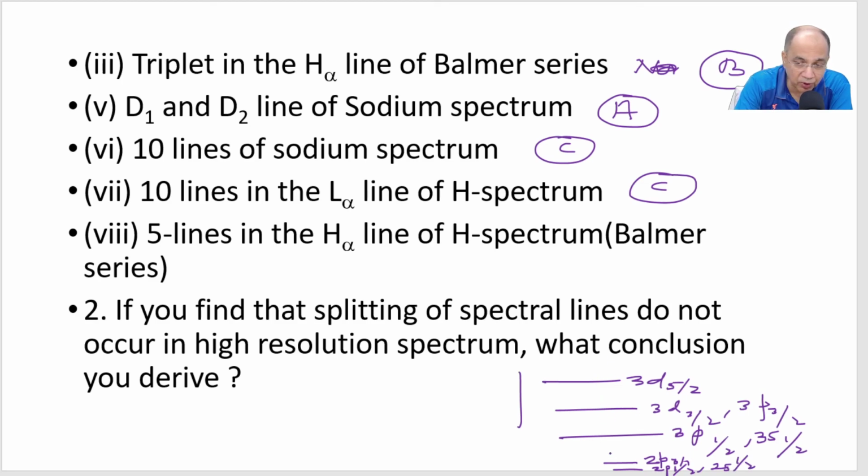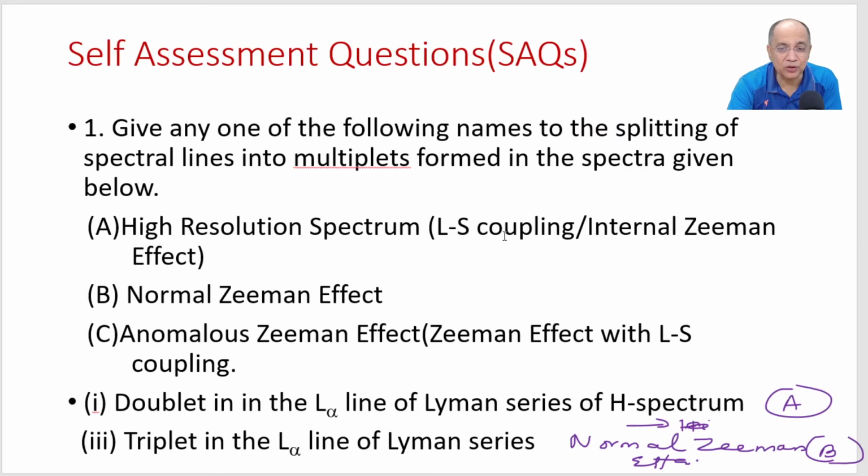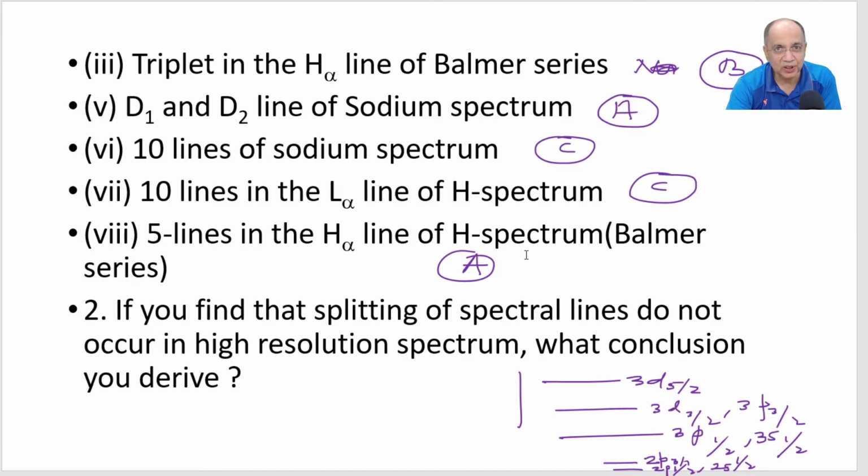So there will be how many possibilities? 6 possibilities, out of which one is forbidden by the quantum selection rule. So we are left with 5 transition energies, so 5 lines. That is normal. This is A. What is A? It is high resolution spectrum, only LS coupling. And if it is simultaneously given a magnetic field, then so many lines we have to find out theoretically. Each state will be having 2j plus 1 values, from minus j to plus j with 1 increment.